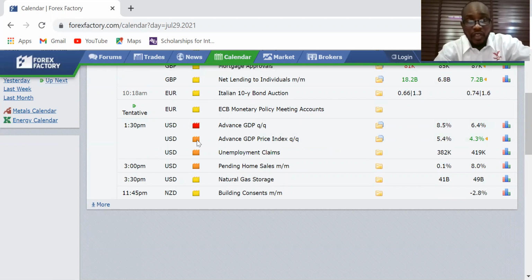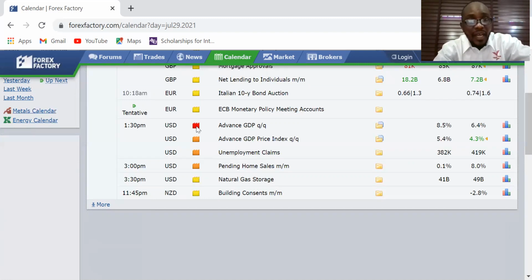But if it is orange, I look at it in the same direction with red. It means that the market might move, and red means it will move. But the more you have yellow at a particular time, it makes that particular news stronger. The more you have orange, like now we have 1, 2 oranges by 1:30 p.m., it makes that particular currency strong at that time.